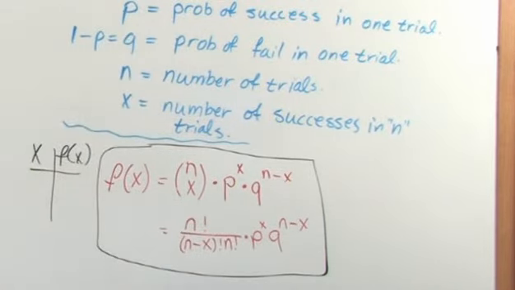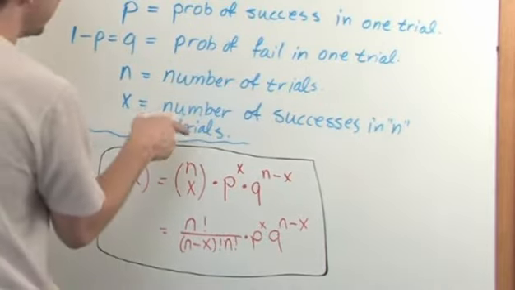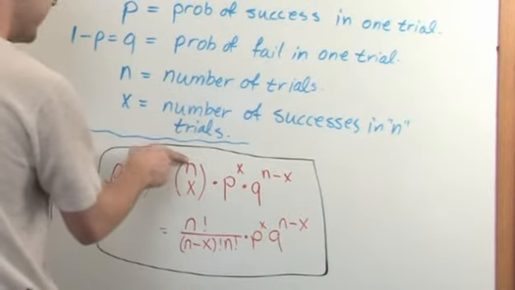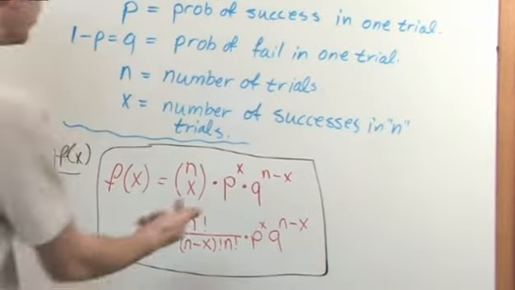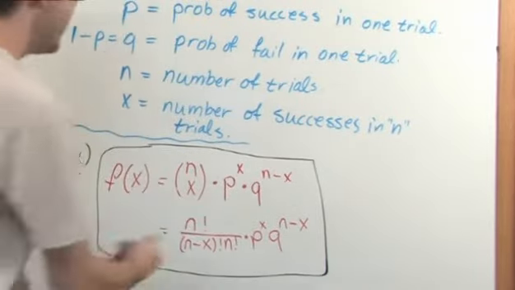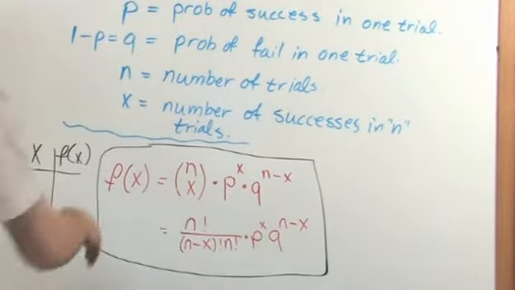So play this again if you need to, because we're going to go and do some problems here. We're going to jump right into it, and we're going to throw this up every time. The first thing you're going to have to do is throw this up on your piece of paper and figure out, okay, in this problem, what is n? That's the number of trials. What is x? That's how many successes I'm looking for. What is the probability of getting a success? And what is the probability of getting a failure? And then you're going to crank through this.